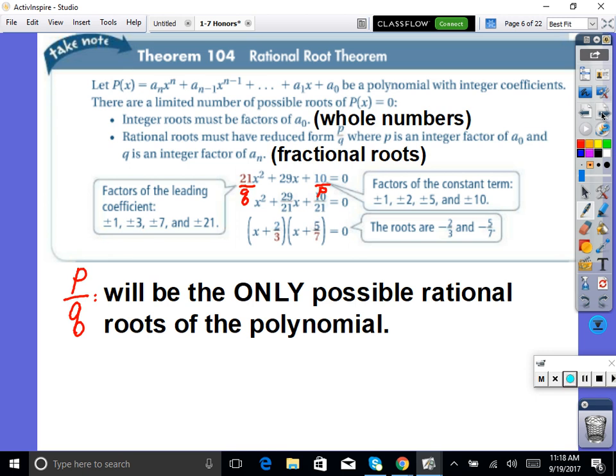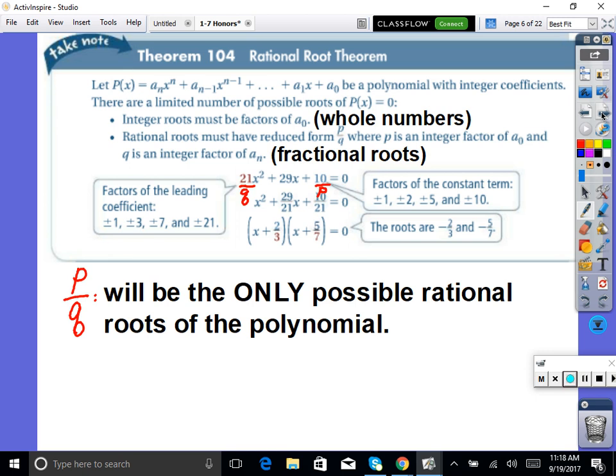It says, let p of x be a polynomial where a sub n, x to the n, is the leading term, and a sub 0 is the constant. Given that the polynomial has integer coefficients, there are a limited number of possible roots. So there are a limited number of solutions when the polynomial is set equal to 0. It is telling us integer roots, which are whole number roots, will be factors of your a sub naught. Any whole number roots will be factors of a sub naught.